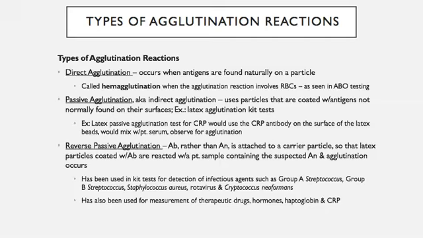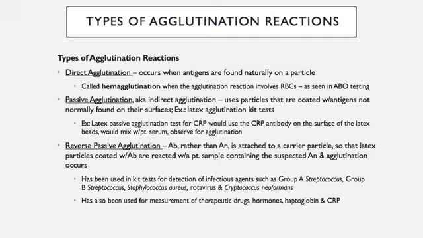latex agglutination kit tests, which there are a number of them that we use in the lab. With those types of tests, a latex passive agglutination test for CRP would use the CRP antibody on the surface of a latex bead, and then you mix that with the patient serum and observe for agglutination. So they use these latex beads just kind of as a carrier for whatever it is that they're trying to detect.